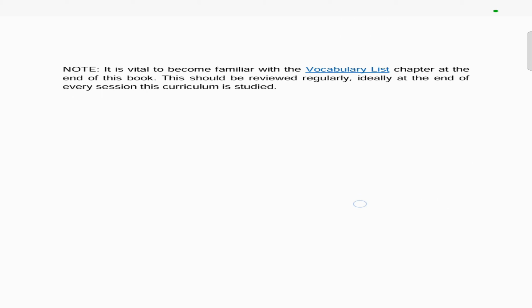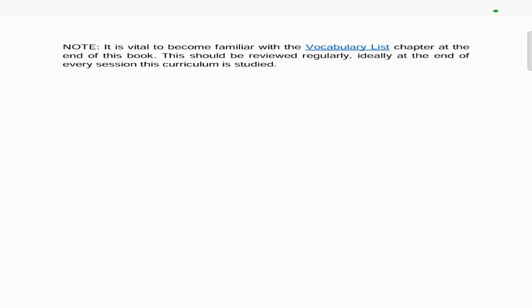So as per usual, at the end of every chapter, we advise to go over the vocabulary chapter at the end of this book to become familiar with it. Ideally, at the end of every session, this curriculum is studied so that your Arabic grammar knowledge increases with your vocab knowledge, inshallah.